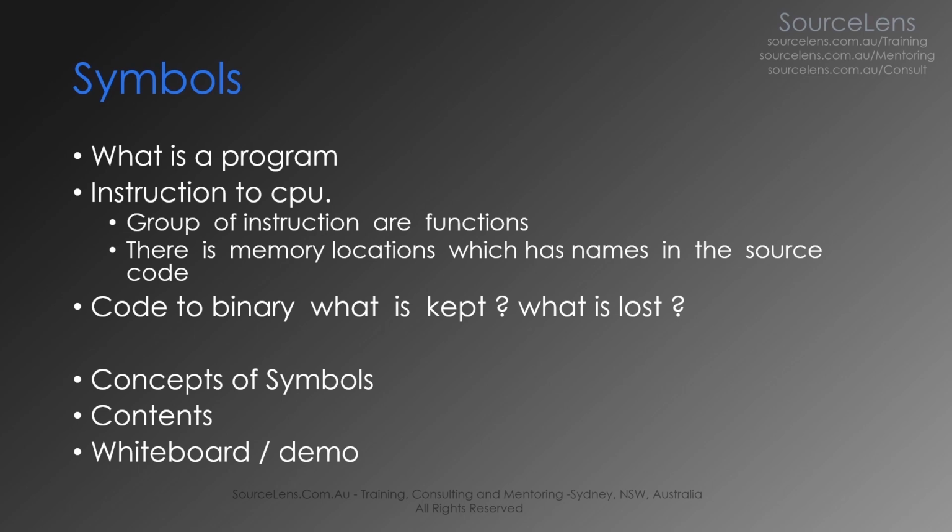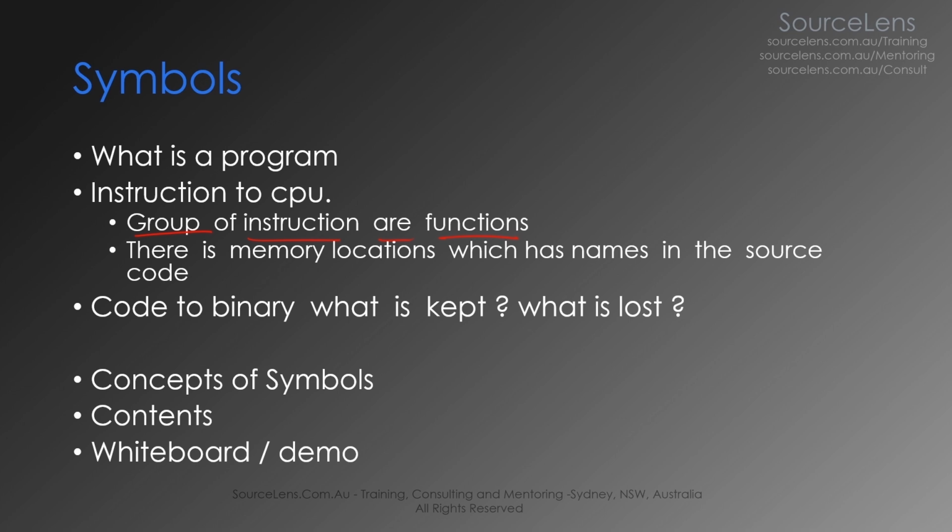Next concept I would like to discuss is debug symbols. To understand what symbols are, we need to understand what a program is again. Like I mentioned before, a program is nothing but instructions to the CPU. CPU instructions are binary, ones and zeros, which are difficult to understand. A group of instructions are functions. Functions are pretty easy to see and understand when it comes to debugging.